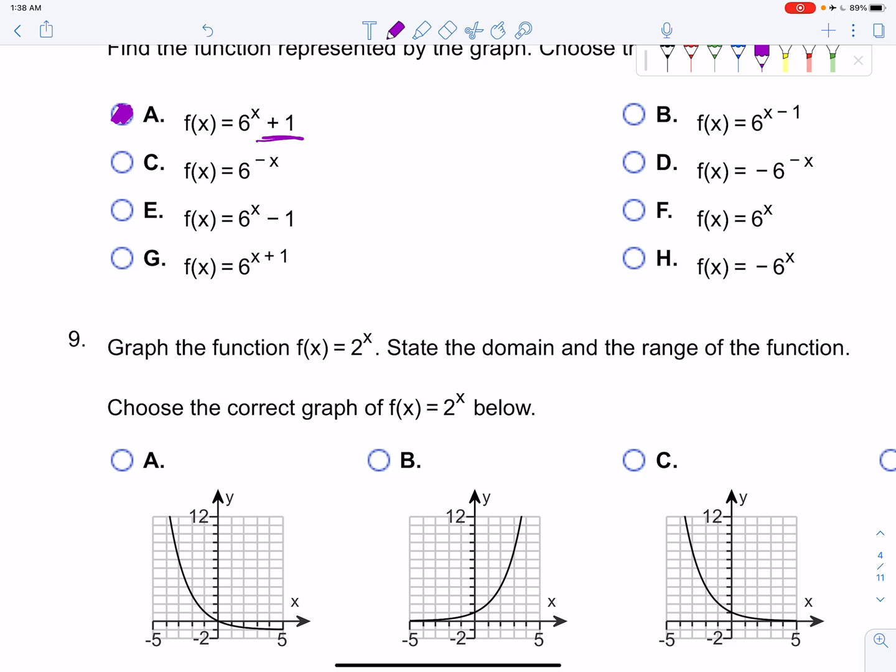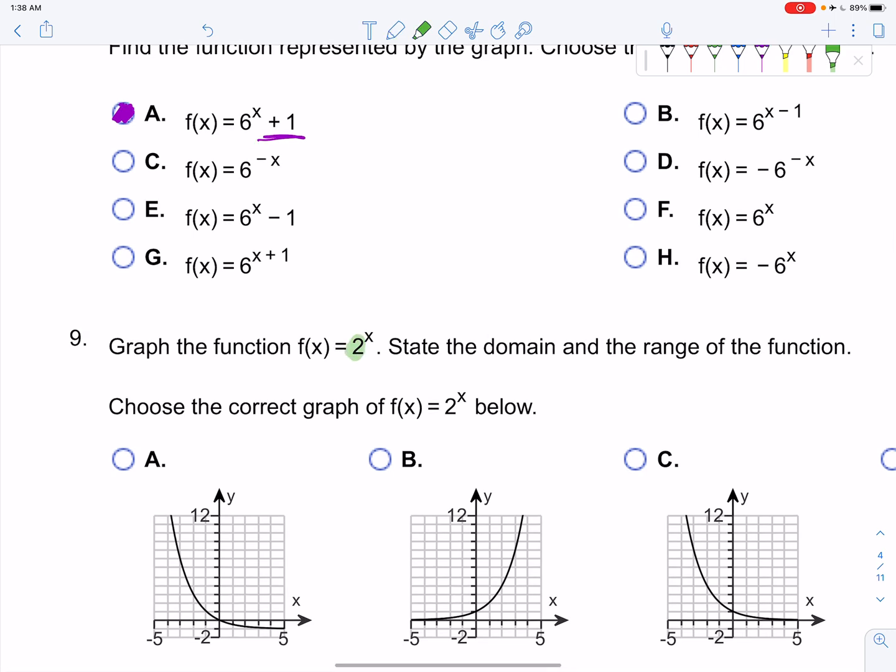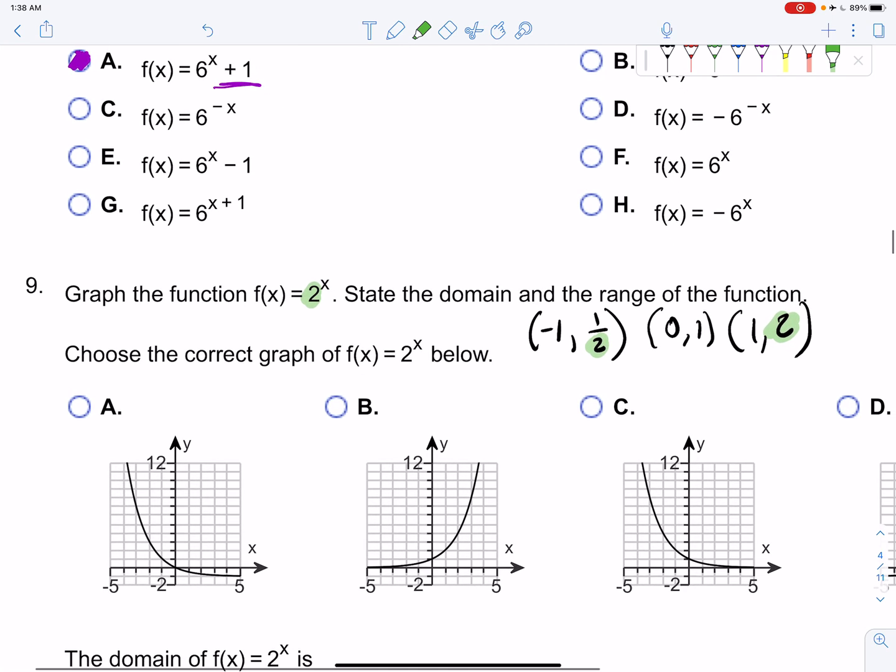Well, what are 3 quick points I can pull from this? The base is 2, so I know that negative 1 comma 1 over 2 is a point. I know that 0 comma 1 is a point, and I know that 1 comma 2 is a point, right? And so you can sort of glean that information real quick. What graph has those points?